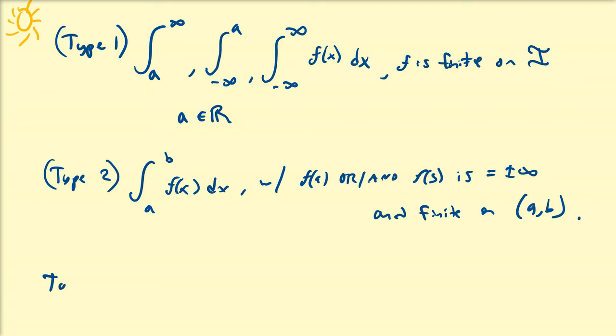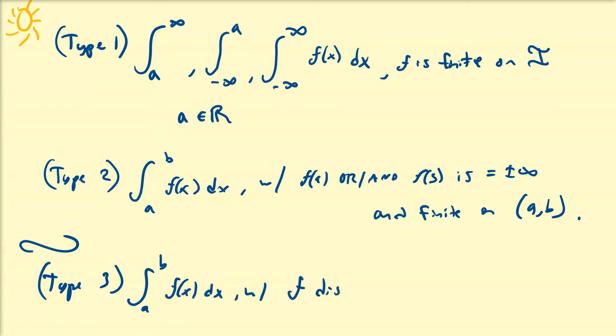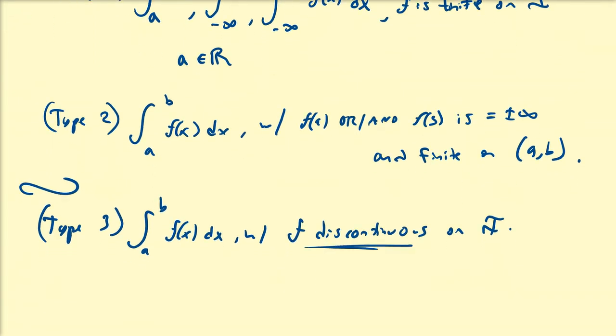So type 3, which we'll discuss primarily in this video, is the integral from a to b of f of x dx with f discontinuous on the interval. And when I say discontinuous, I'm going to be focusing primarily on infinite discontinuities. Removable discontinuities and jump discontinuities actually do not pose much of an issue.